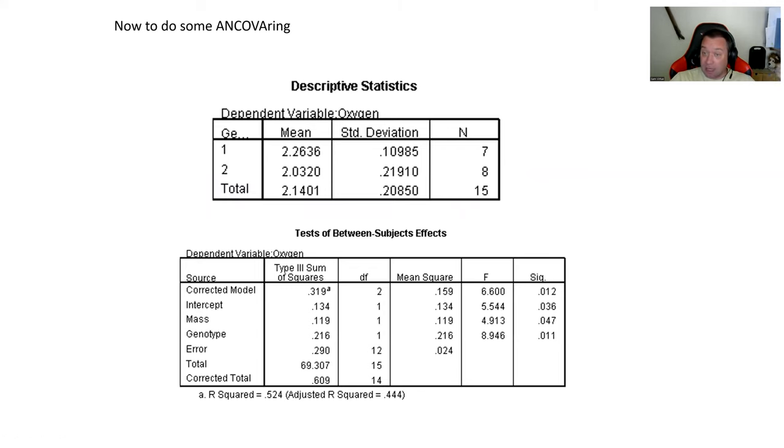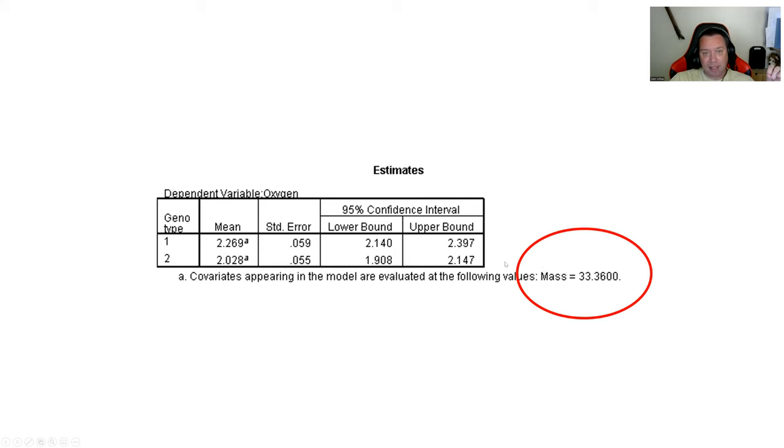But if we run an ANCOVA, what we actually find is that we get out a significant effect of genotype as well as a significant effect of mass. So we've got a valid ANCOVA on the mass requirement. So does body weight correlate with energy expenditure or oxygen consumption? Yes, it does. And is there a significant difference of genotype? Yes, there is. And then we can also extract something called the estimated marginal means.